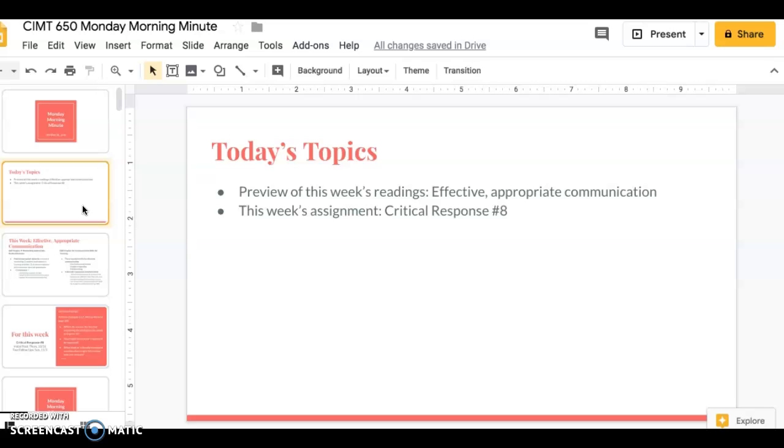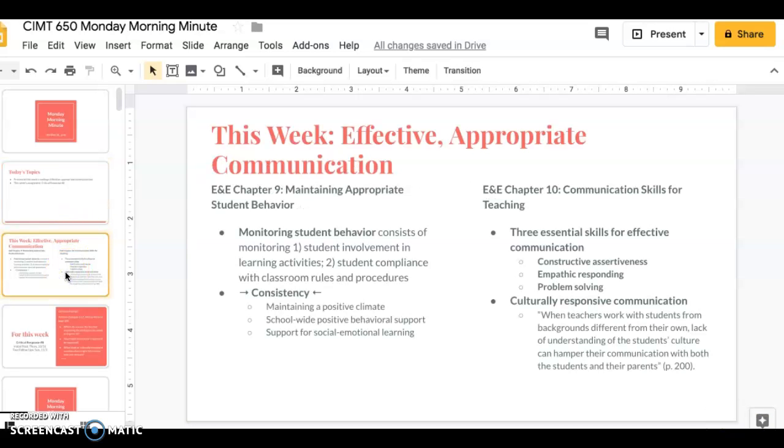Because we did not have a critical response due last week, we're going to jump right into our preview of this week's readings, and then I'll talk about this week's assignment, which is our 8th critical response, and that is it. This week we're looking very broadly at the topic of effective, appropriate communication. We start with chapter 9 from the Emmer and Evertson textbook, which is about maintaining appropriate student behavior. This doesn't deal as directly with communication as chapter 10, but I think we can still see in this chapter the ways in which communication is implicated. So be thinking about the connections between chapters 9 and 10 as you read.